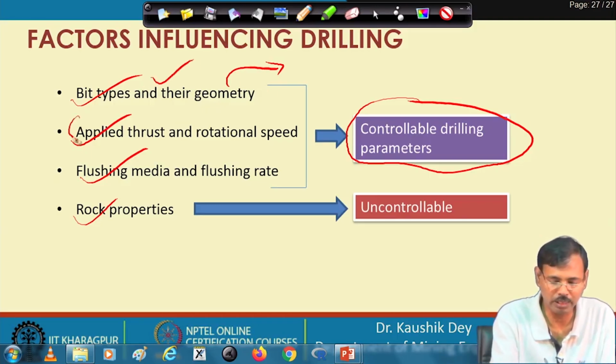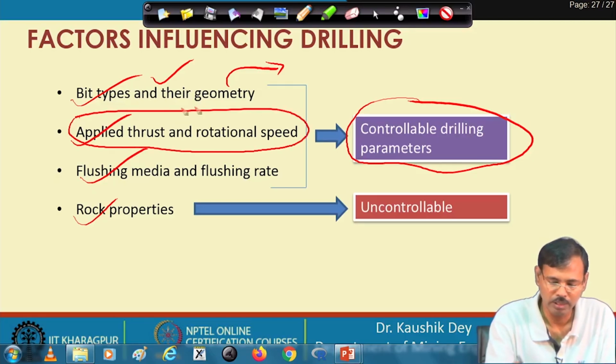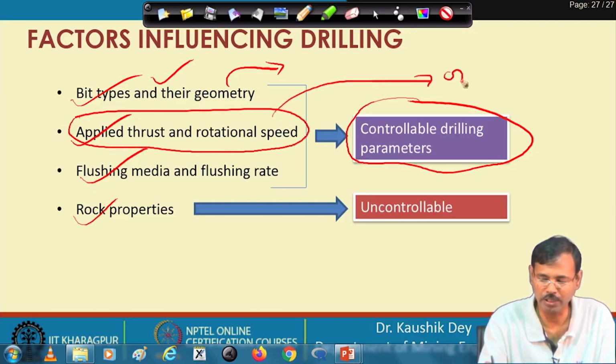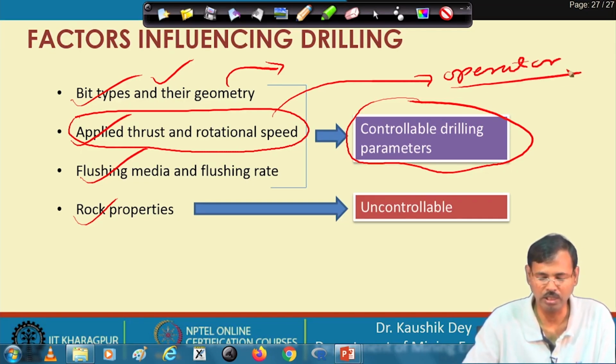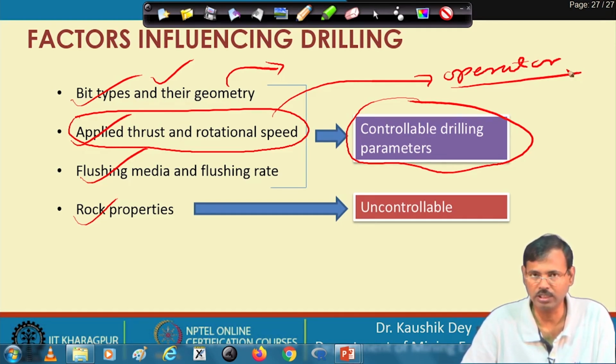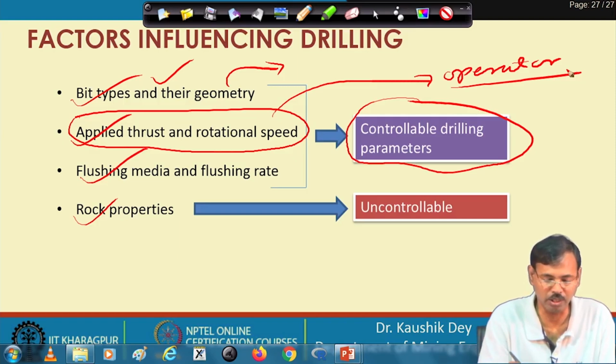Second is the applied thrust and rotational speed. This is under the control of the operator. The operator has to choose the right thrust and right rotational speed so that the proper penetration rate is achieved. Otherwise, it creates overloading on the drill bit and drill rod, which may lead to loss of the drill bit and cracking in the rock drill rod. Those will create problems, and that wear and tear to the machine must be avoided.